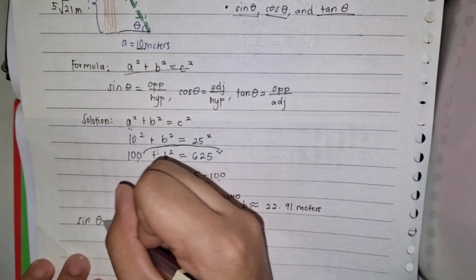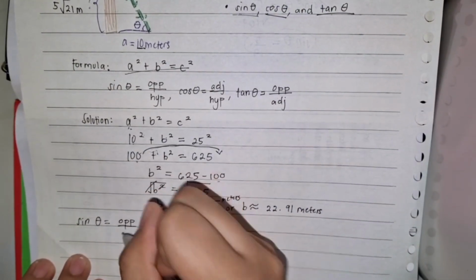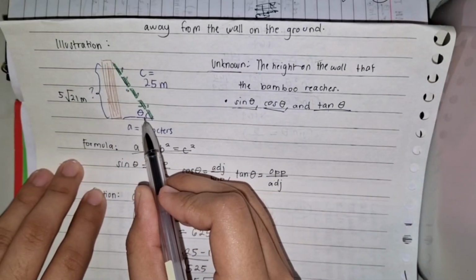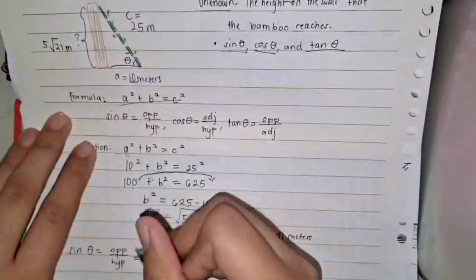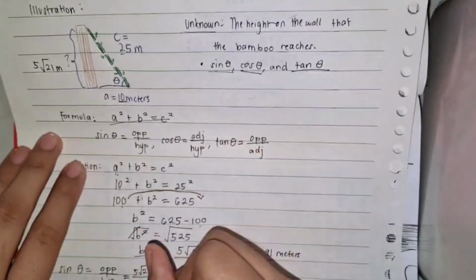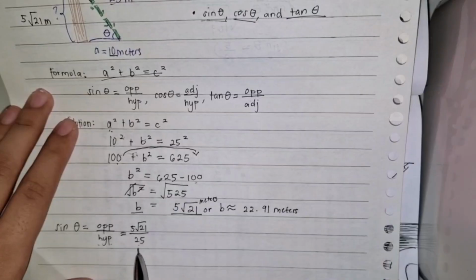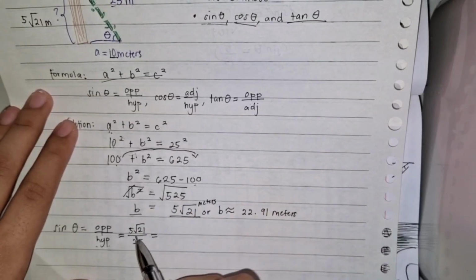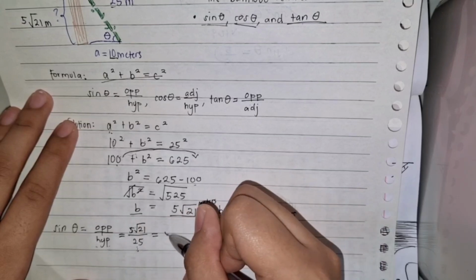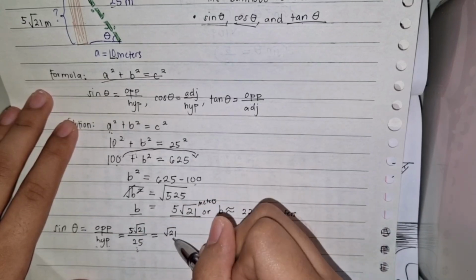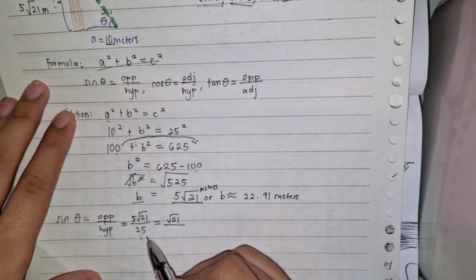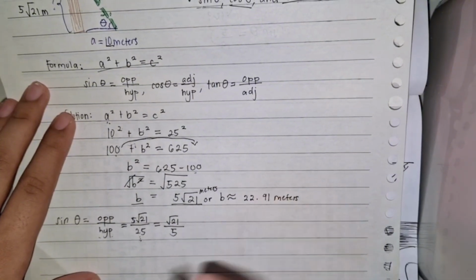Sine theta is equal to opposite over hypotenuse. So for the opposite, we have the opposite of the theta or the angle here is 5 square root of 21. 5 square root of 21 over the hypotenuse. The hypotenuse is 25. So this can still be simplified. So 5 divided by 5 is 1. So we can eliminate this here, leaving just the square root of 21 in the numerator. And 25 divided by 5 would be just 5.